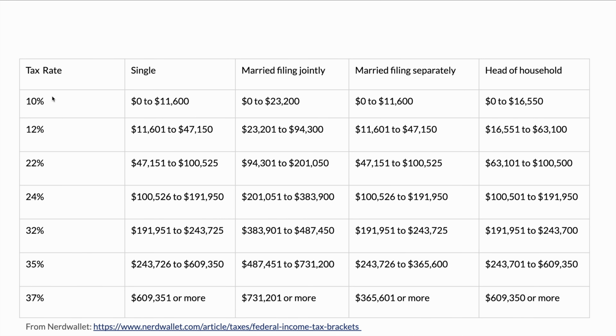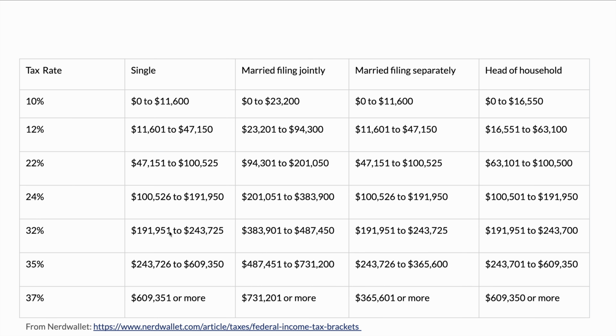So for example, these are the marginal tax rates for your income, and they will change based on what your status is. Let's just look at single and married filing jointly, because these are going to be the most common two groups. Let's say you're single and you were earning $200,000. Then the first $11,000 is going to get taxed at 10%. The dollars between $11,600 and $47,000 are going to get taxed at 12%, and so on, until your last dollar is going to get taxed at 32%.